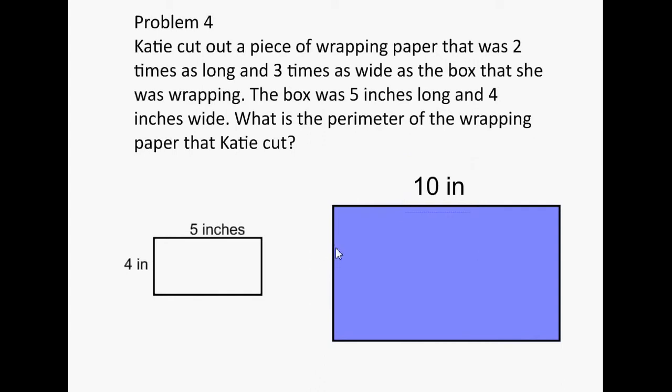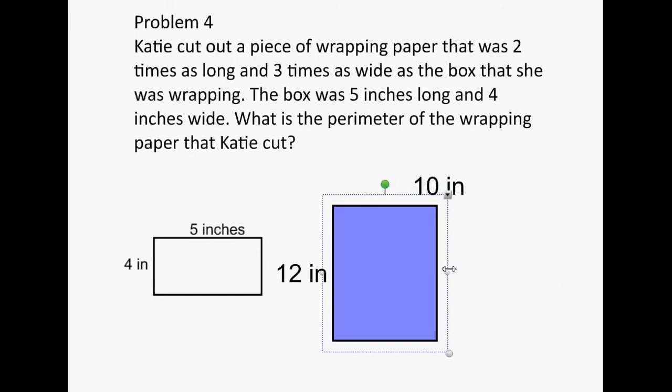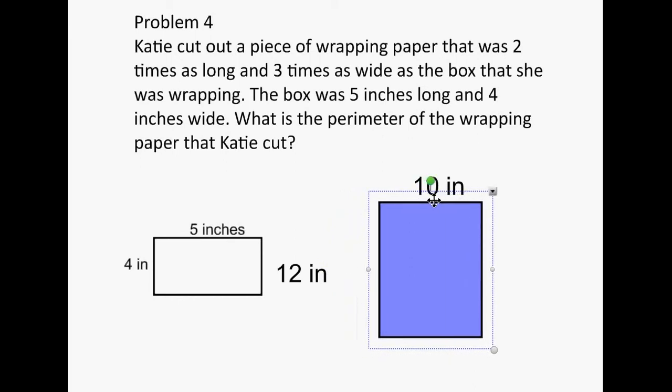Okay, then we got the second part. And 3 times as wide. Remember, this was 4 inches wide, so 3 times this side gives us 12 inches. It was kind of a weird picture because this one is supposed to be longer, but you get the idea of how we're supposed to work it. Let me just make it smaller so it looks like it's the right way. Okay. So we got our picture.